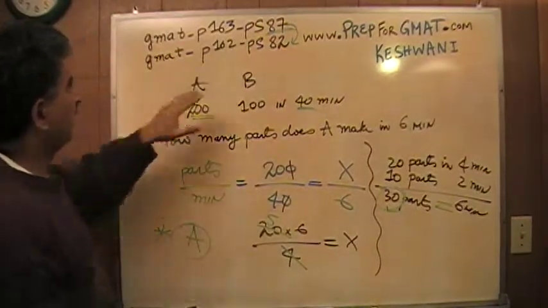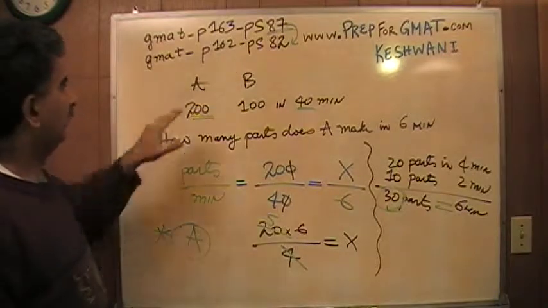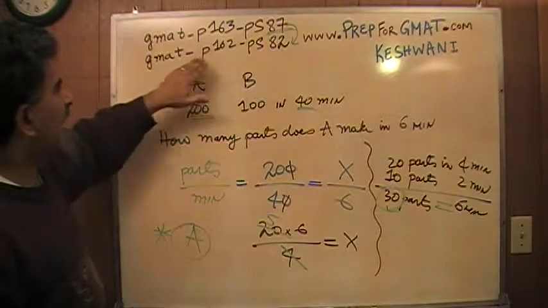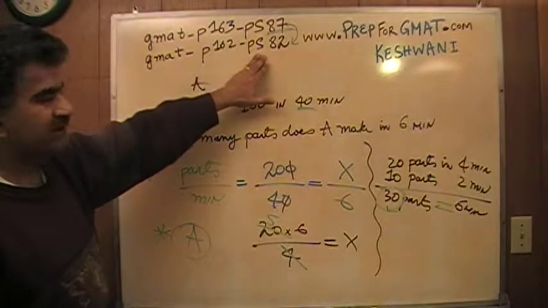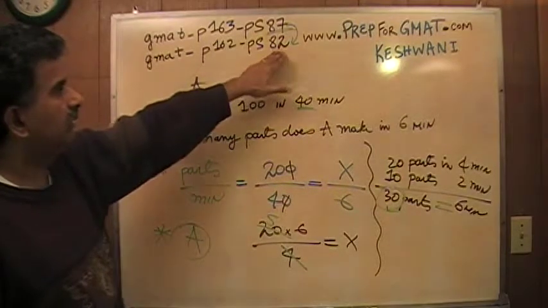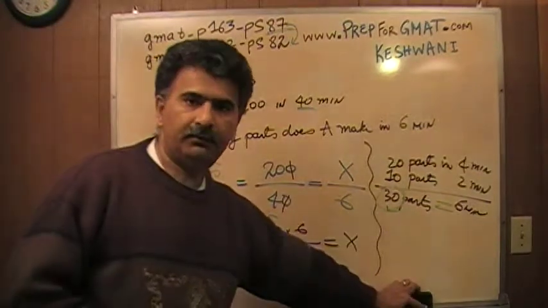Again, I put down this 82 just so you can compare the two problems. They are very similar. Just type in this part here. Always put down the P for page number, page 162 dash PS for problem solving, number 82. Type that in and then watch the two clips and see if you can compare the two. Okay, thank you.